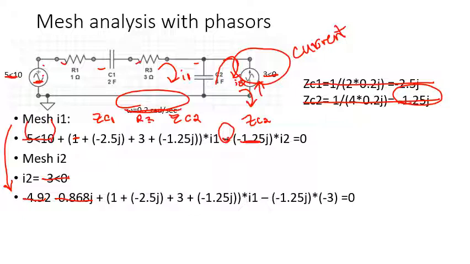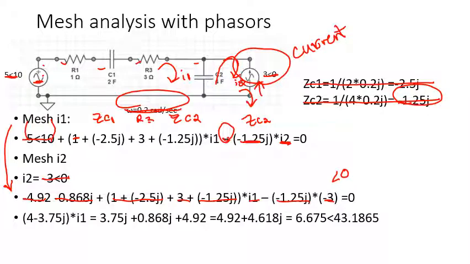So doing 5 cosine of 10 got me 4.92. Stick a negative sign in front of that. And 5 sine of 10 degrees got me 0.868. Stick a negative sign in front of that and a J as well. And I leave the rest the same. 1 plus -2.5J plus 3 minus 1.25J times I1, plus EC2 times I2, I now get to write just -3. Or you could write -3 phase angle of 0 if that makes you happy. Same thing.